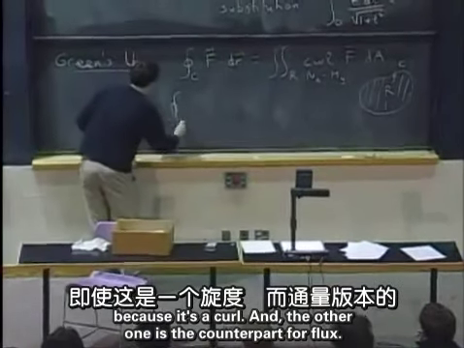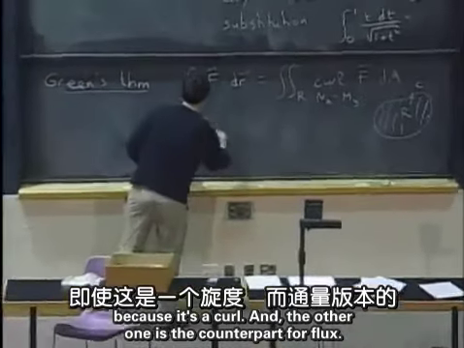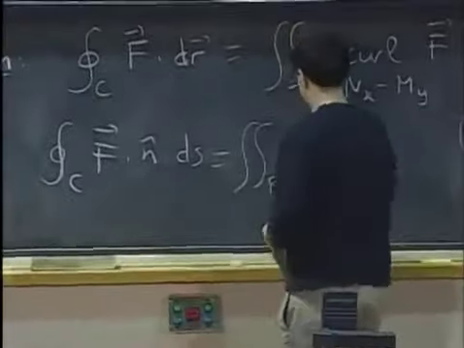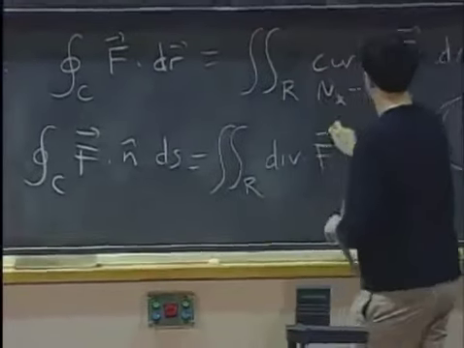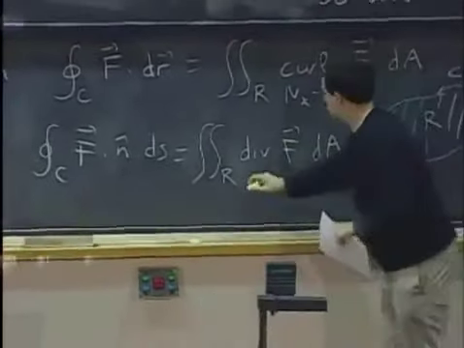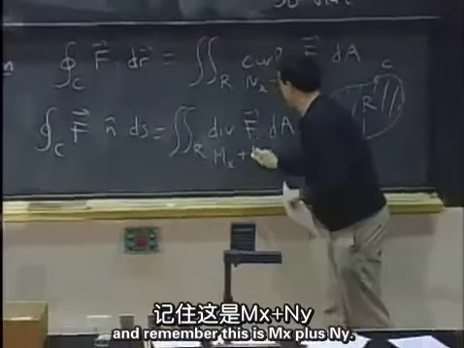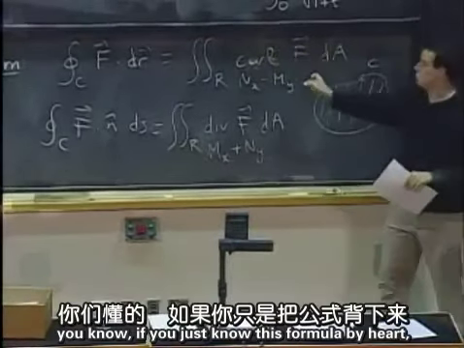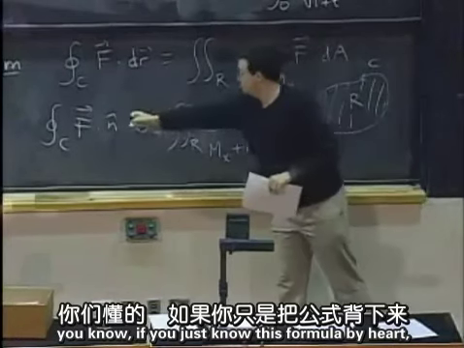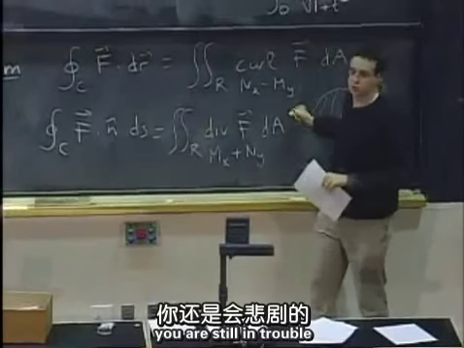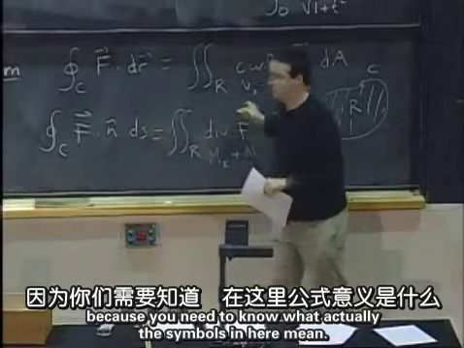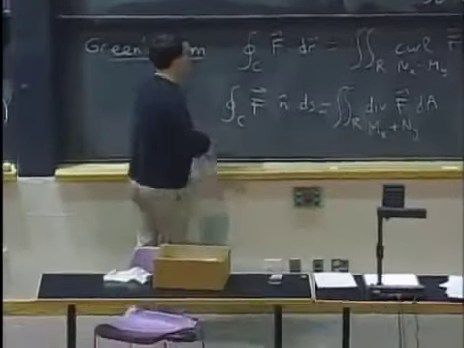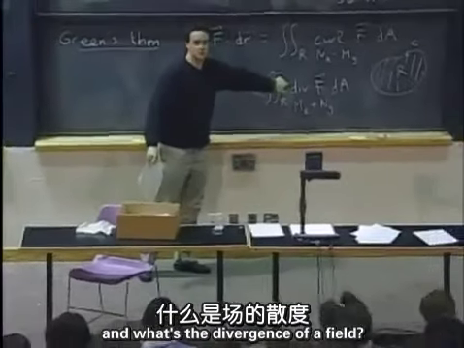And the other one is the counterpart for flux. So it says this, and remember this is M_x plus N_y. What's important about these statements is not only remembering, if you just know this formula by heart, you're still in trouble because you need to know what actually the symbols in here mean. So you should remember, what is this line integral and what's the divergence of a field.